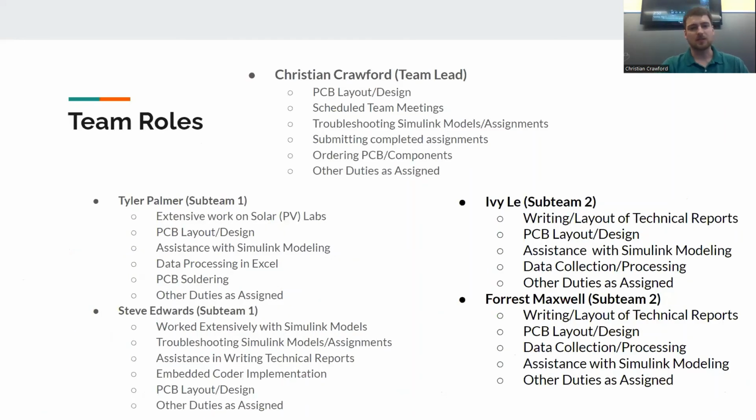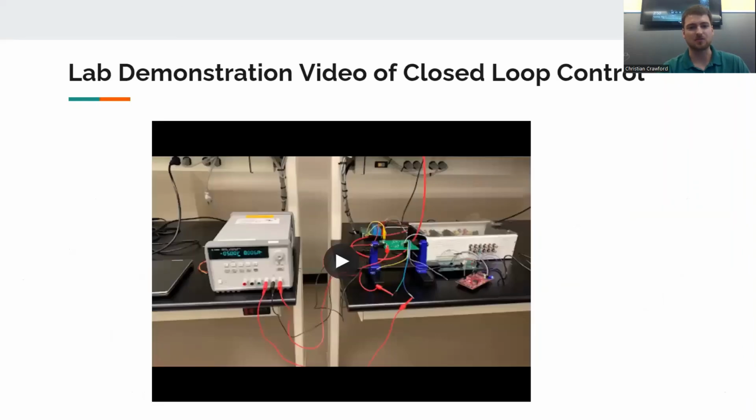Here are our team roles listed out. And then next I'm going to play a demonstration from the lab of our closed loop control system.